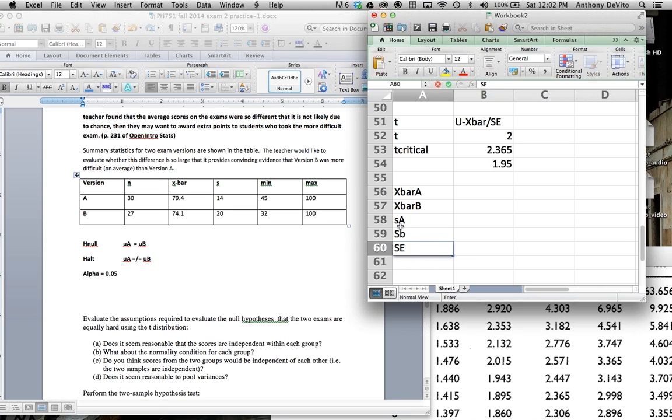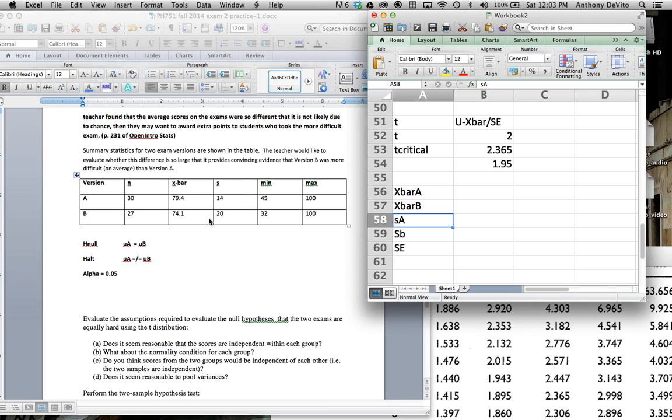But I can see a complication here. We have a standard deviation for group A and a standard deviation for group B, and my goodness, they're different. They're not exactly the same. But whenever you take a sample, you don't expect them to be exactly the same, even if the standard deviations of the two populations that these groups are drawn from are the same.